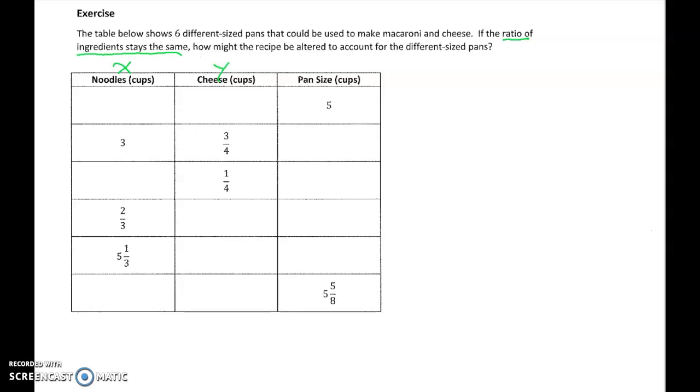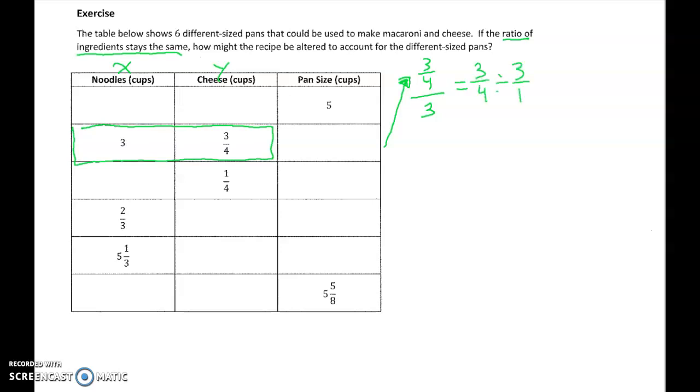And I'm going to use this one right here because in this one I know both the quantities. I don't want to jump to pan size here because I don't know the relationship between our independent variable. Our cups of cheese is dependent on how many cups of noodles we have. So to find K, remember, I take my Y, 3/4, and I'm going to divide it by my X, which is 3. Now, I'll rewrite this as 3/4 divided by 3.